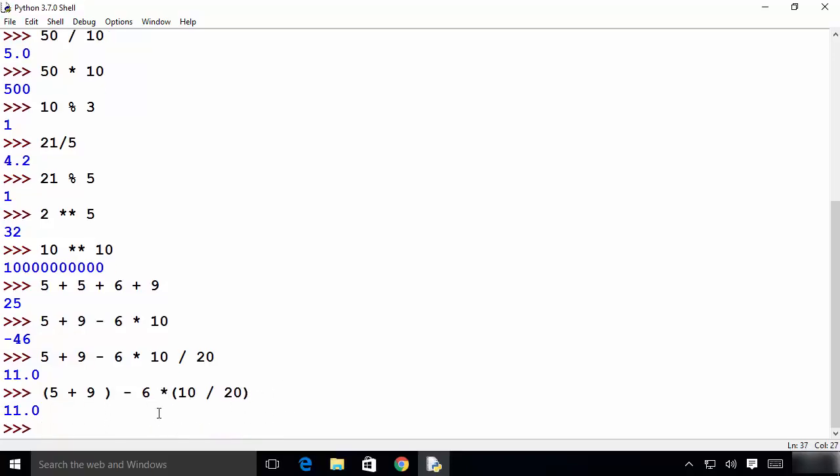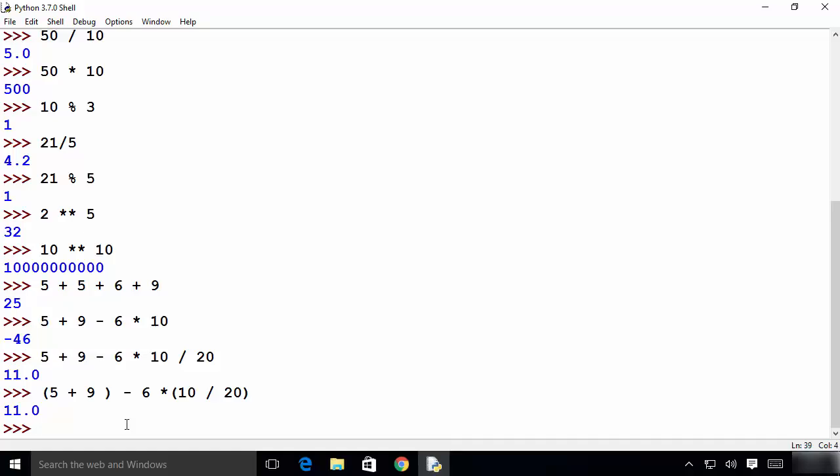So the result here is 11. And how do we get this result? So 5 plus 9 is 14, and the division of these two numbers is 6 by 2. So 6 will be divided by 2, which is 3, and then at last 3 will be subtracted from this result, which is 14, which will give you 11.